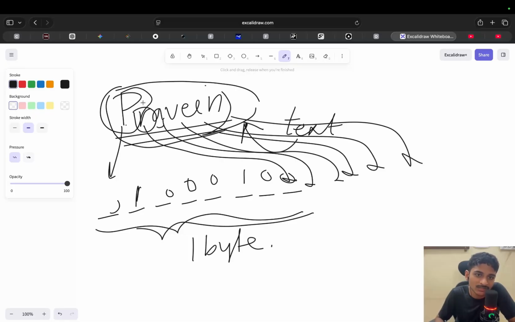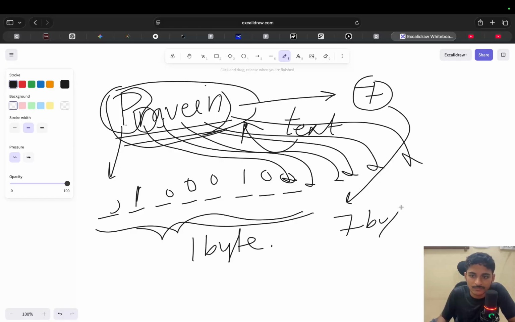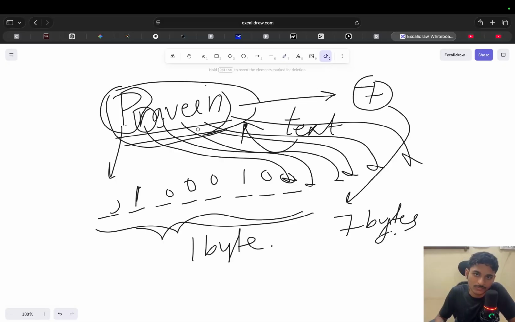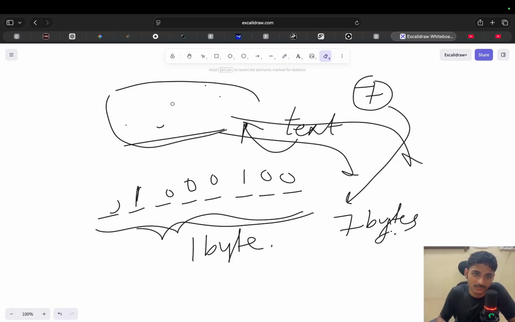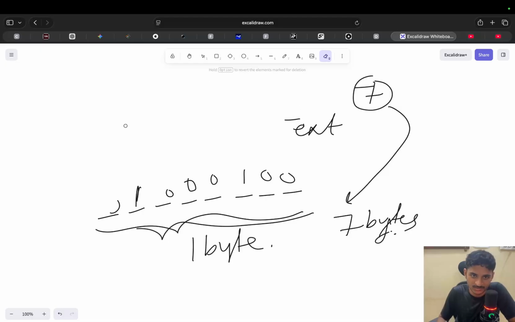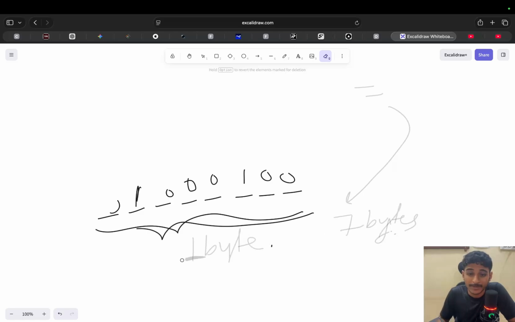In Praveen, how many characters are there? 7 characters. So it will consume 7 bytes of memory. So now you know, my friends, how much memory it will store for a file in text format, right? Which has characters. Now let us look into pictorial memory. How does it store pictures, right?